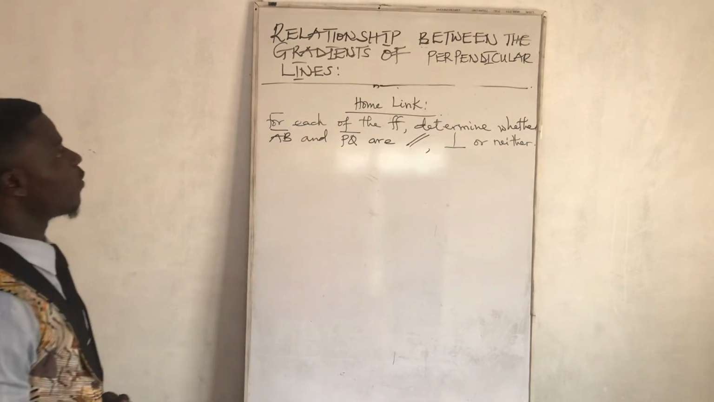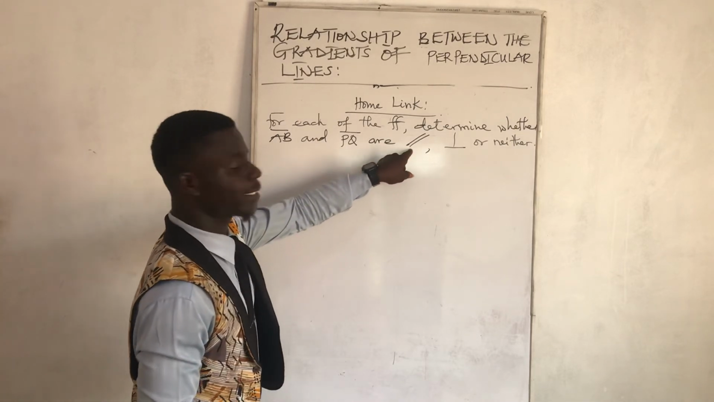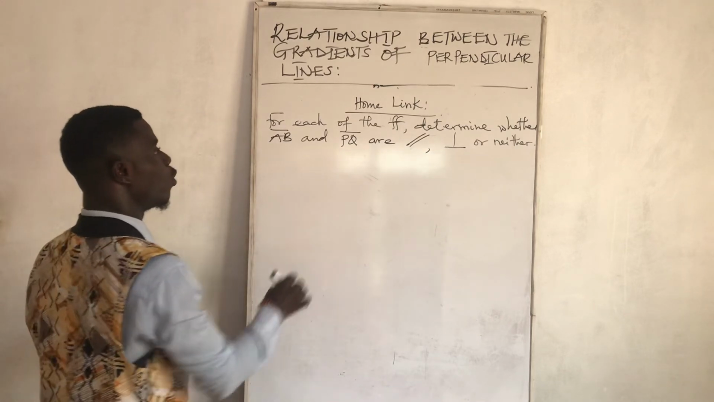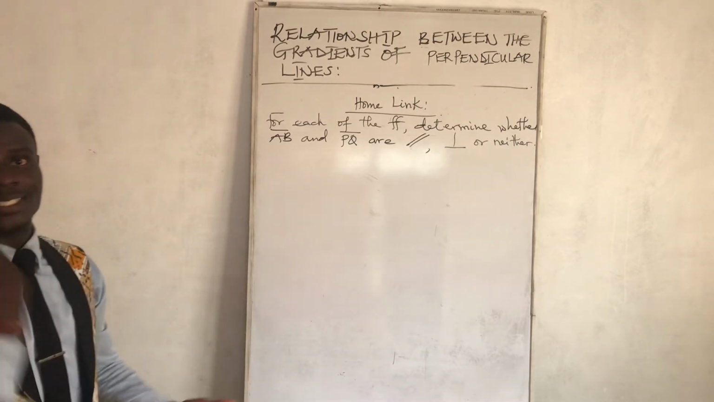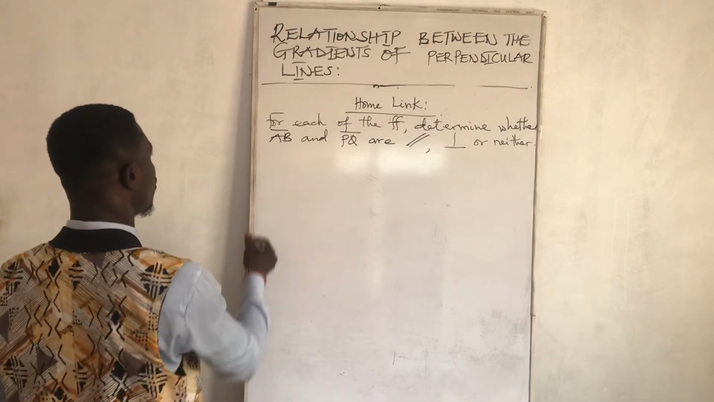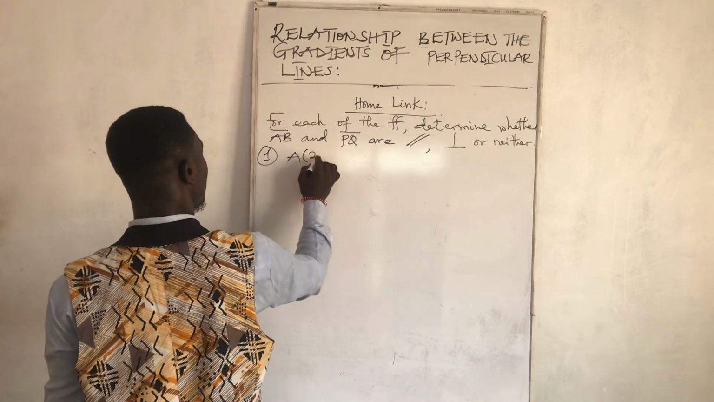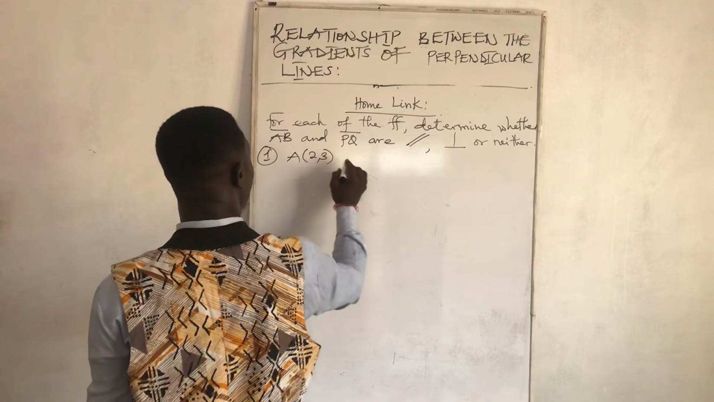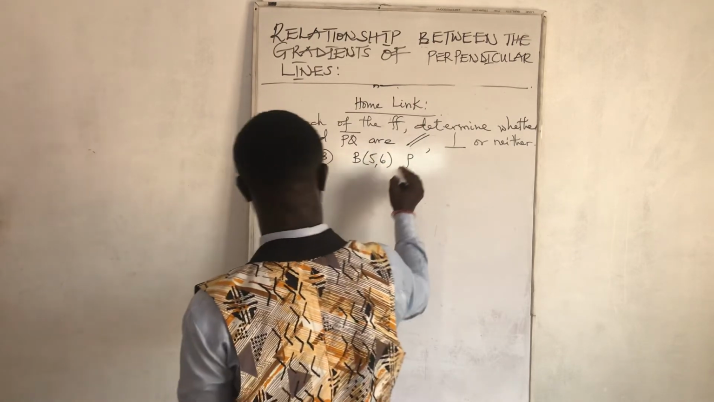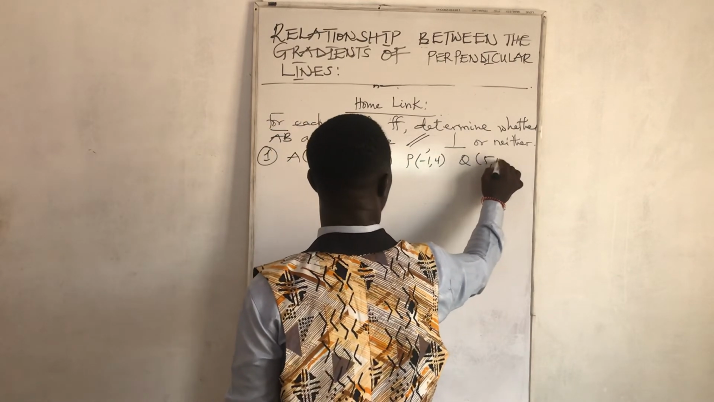For each of the following, determine whether line AB and line PQ are parallel, perpendicular, or neither. If they are not, then you conclude that they are neither parallel nor perpendicular. So we have one: point A (2, 3), point B (5, 6), point P (1, 4), point Q (5, 10).